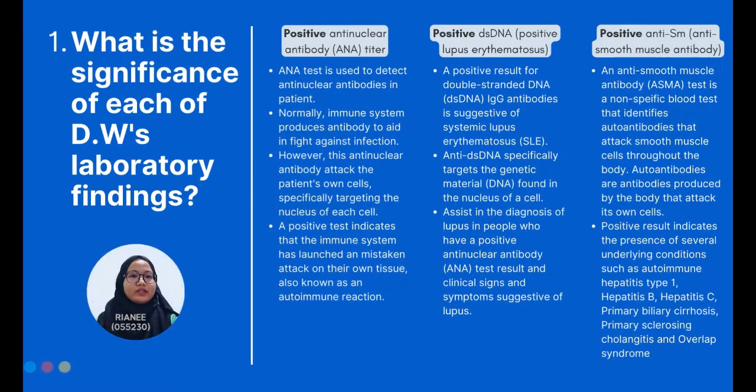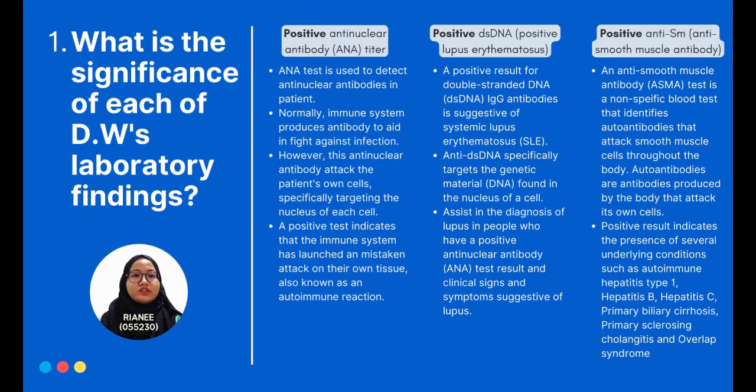Okay, question number 1. What is the significance of each of DW's laboratory findings? The first test is the positive antinuclear antibody titer. This test is used to detect antinuclear antibodies in the patient. Normally, the immune system produces antibodies to aid in the fight against infection. However, antinuclear antibodies attack the patient's own cells, specifically targeting the nucleus of each cell. A positive test indicates that the immune system has launched a mistaken attack on its own tissue, also known as an autoimmune reaction.